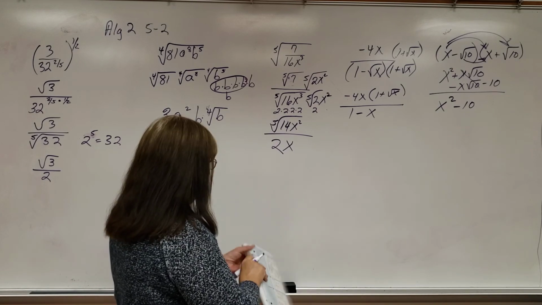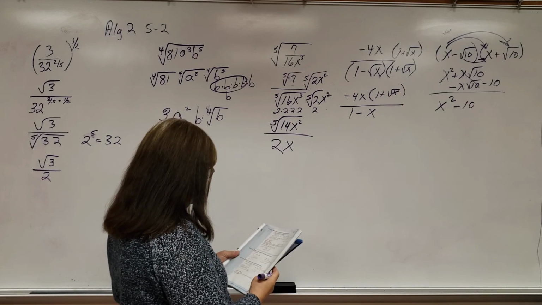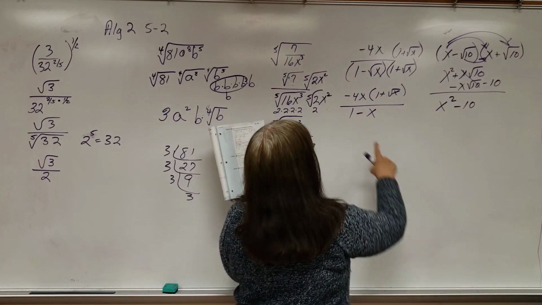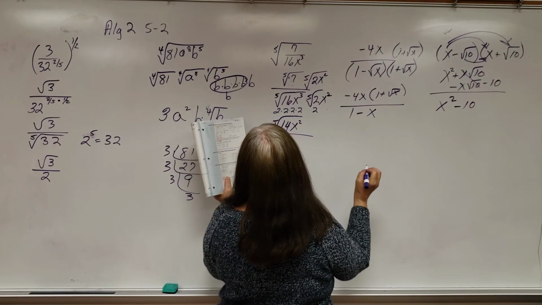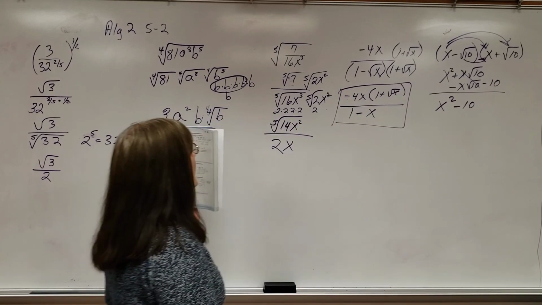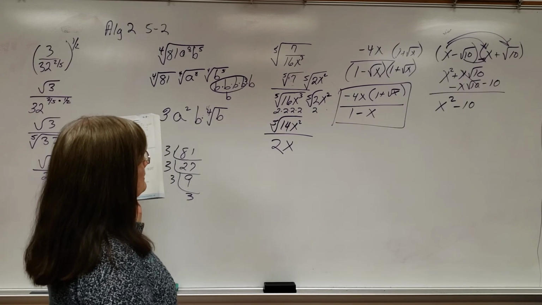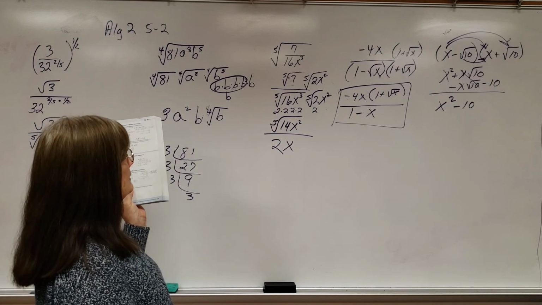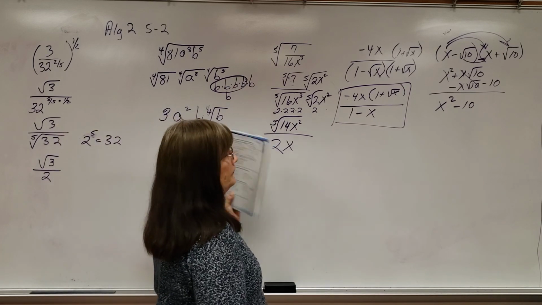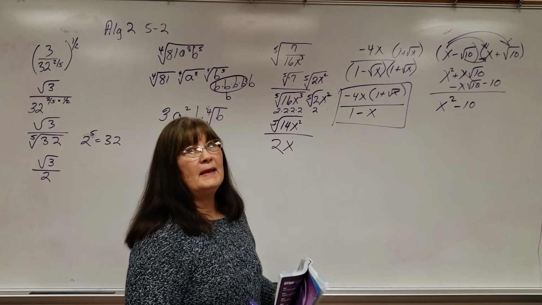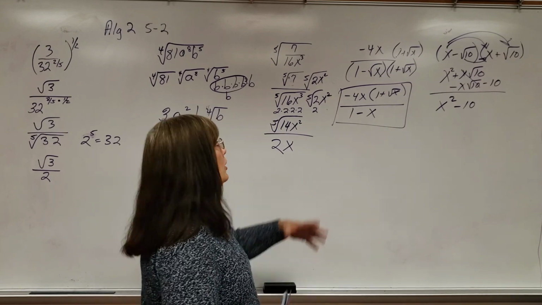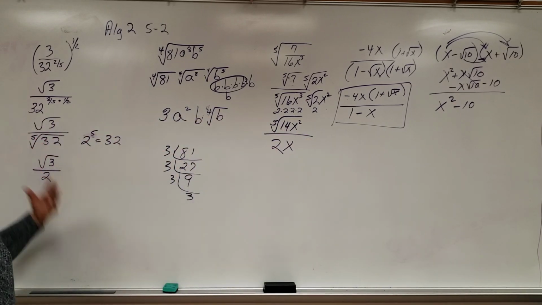All right. And then the final answer of this is going to be, it's right here, negative 4x times the square root of x minus x plus the square root of x divided by 1 minus x. And there you go. Please make sure when you're doing your workbook problems that you show your work just like I have shown my work here.